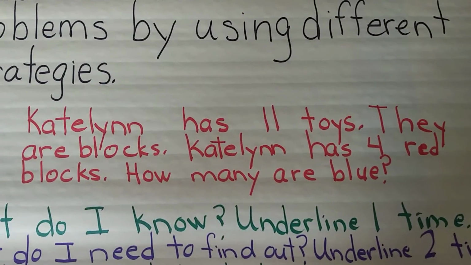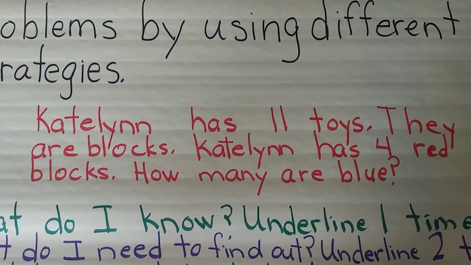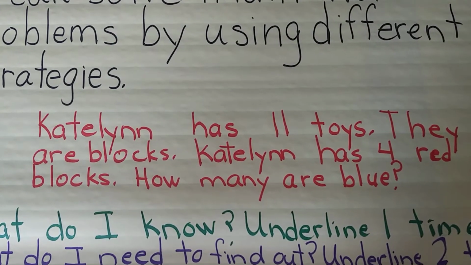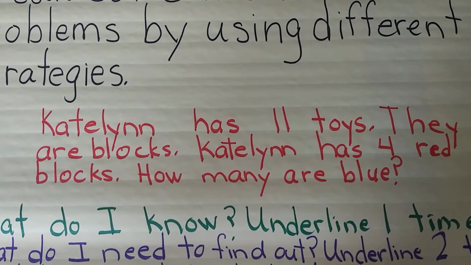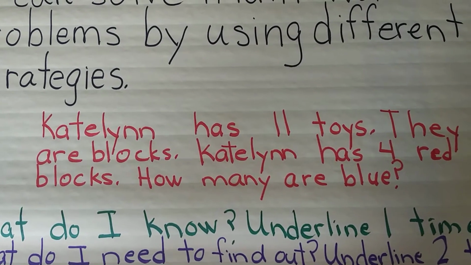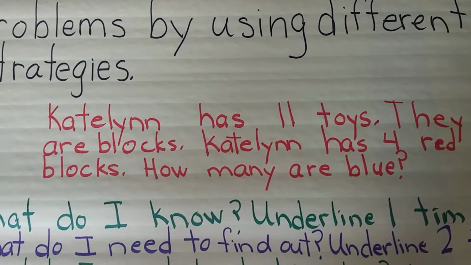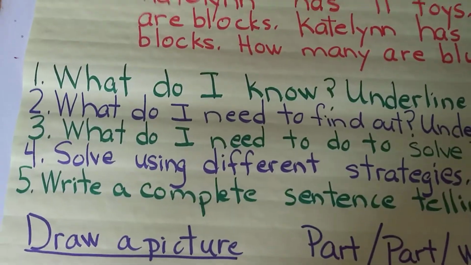Let's look at our word problem. Caitlin has 11 toys. They are blocks. Caitlin has 4 red blocks. How many are blue? Wonder how we can solve that word problem. Let's look at our strategies.